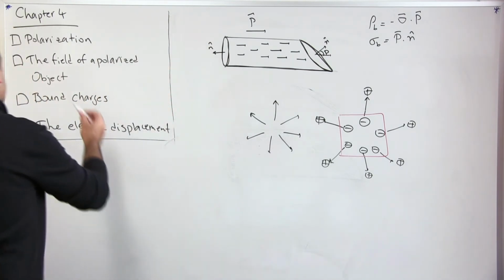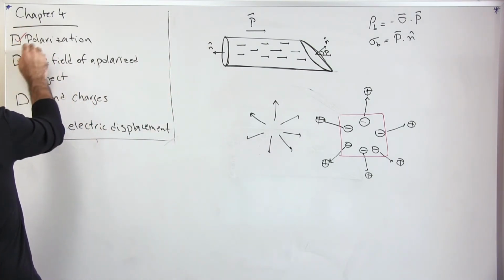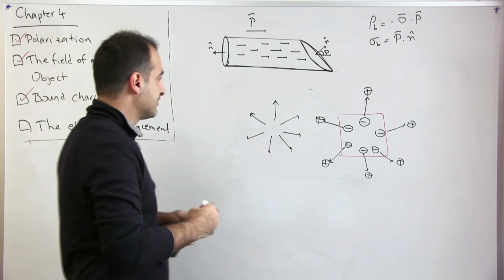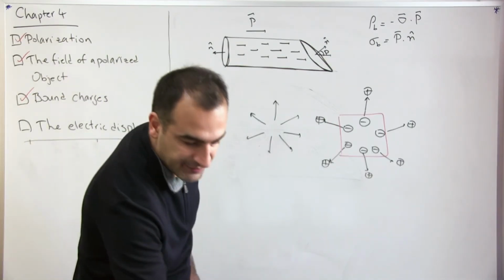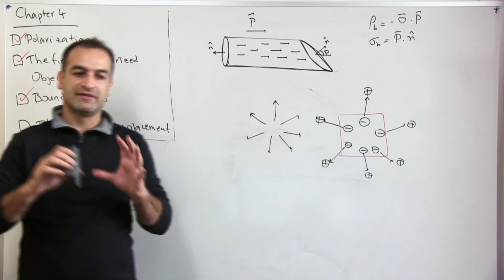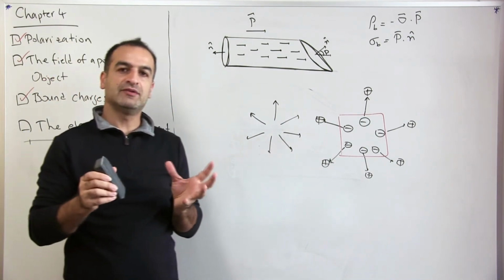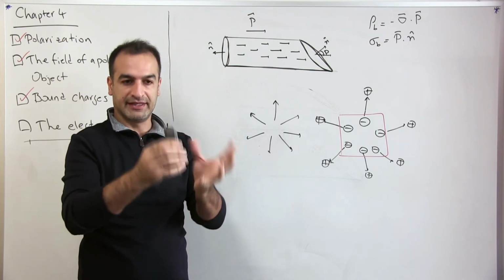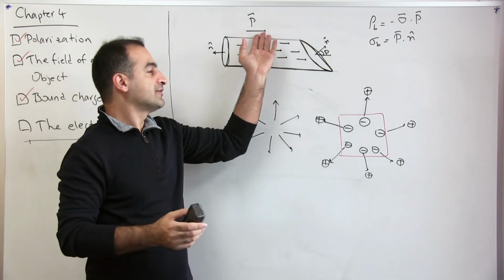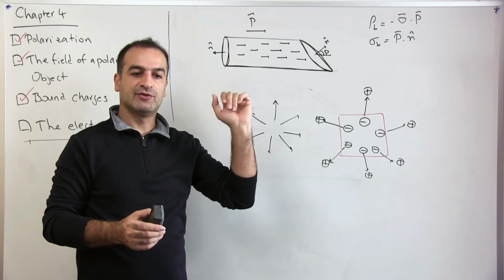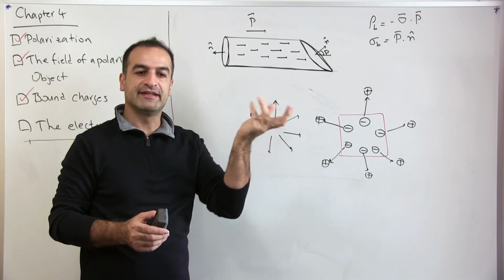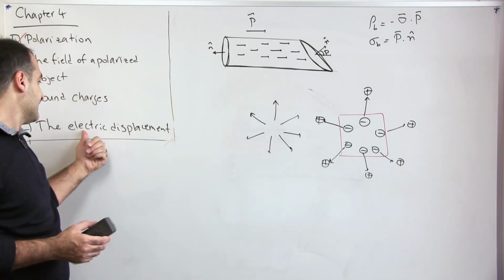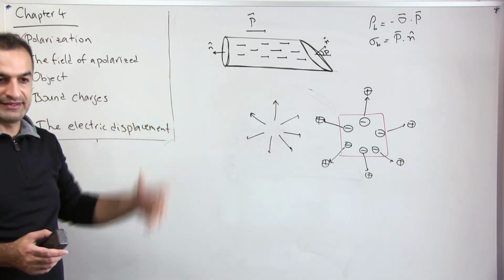Okay, so we covered polarization, the field of electric bound charges, and the next thing is the electric displacement. And that's one of the goals of chapter 4. So here what we're going to look at is this. We put the dielectric material inside the electric field. We get this sort of polarization, and now the question is, what is the electric field that you're going to get inside the material? So with the electric displacement, we're going to address that question.